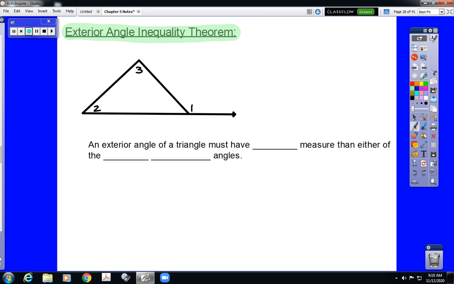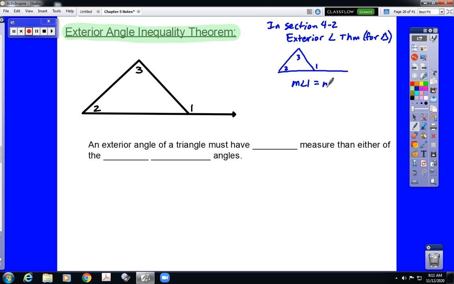In section 4-2, we learned the exterior angle theorem for triangles, which, with this same picture, said the measure of angle 1, which is the exterior angle, is equal to the sum of the remote interior angles. So that was what we learned in chapter 4.